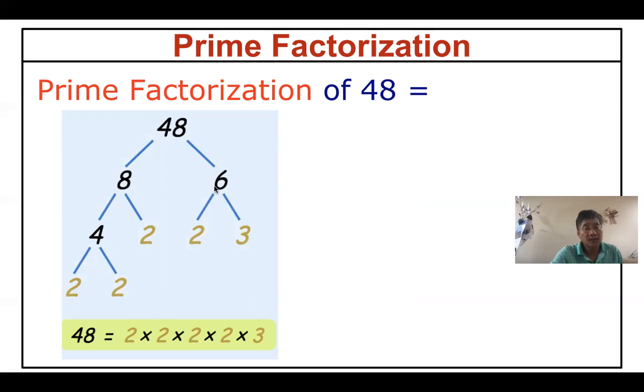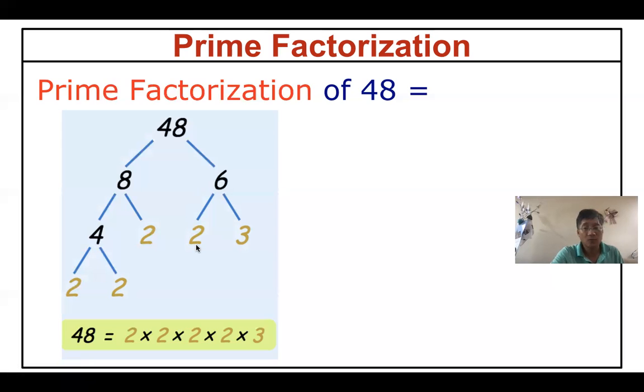Now, 8 and 6 are not prime numbers. Then you should keep doing it. 8 is what? 2 times 4 or 4 times 2. And then 2 is a prime number. So we change the color here, or you can circle it. Then 4 is not a prime number. Then you should do that again. 4 is what? 2 times 2. So those 2s are prime numbers. How about 6? 2 times 3.